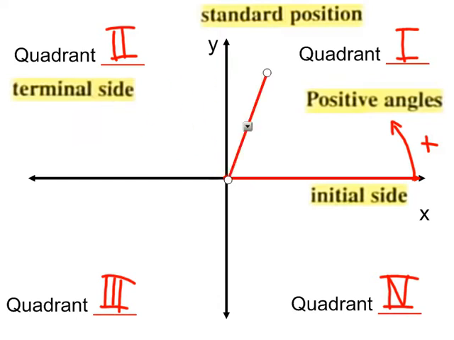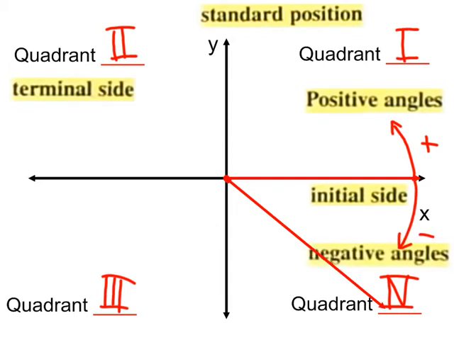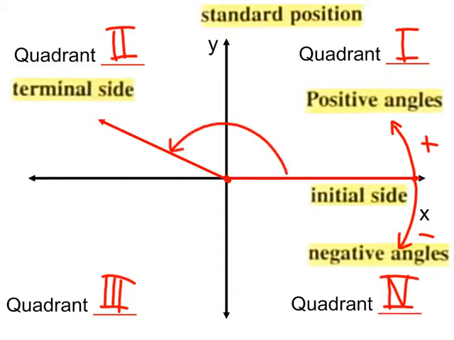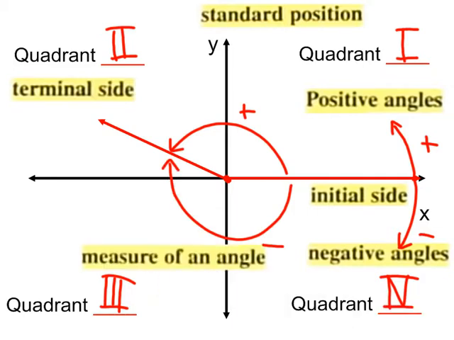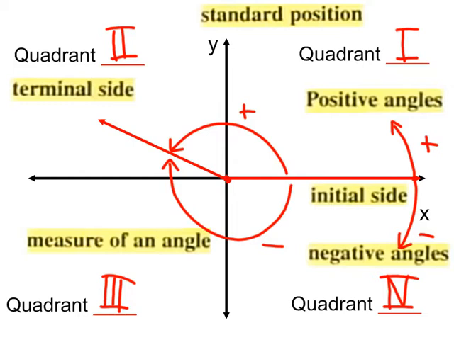Whereas if you start at your initial side, the positive x-axis, and move clockwise, that would give you a negative angle. Now, whichever way you go, positive, negative, degrees, radians, when you end up at your terminal side, whatever angle you end up with, whether you're dealing with a positive or a negative angular measurement, you call that the measure of your angle.